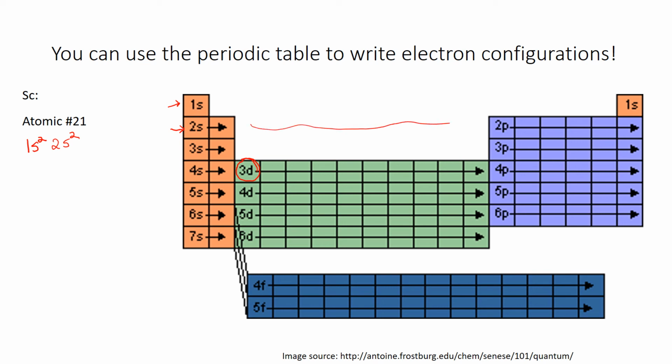The next element on the second row enters the 2p block. And we actually have to go all the way across the p block, and I just have to fill that completely. And if you can't remember how many electrons go into the p sublevel, just count how many columns you have in the p block. So 1, 2, 3, 4, 5, 6.